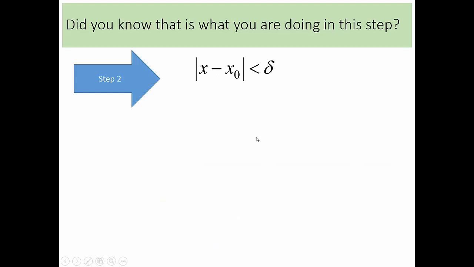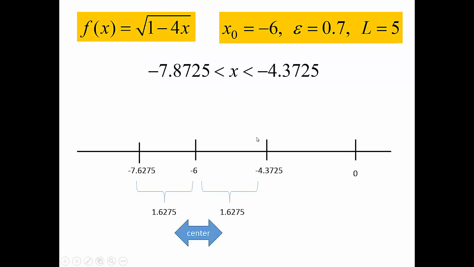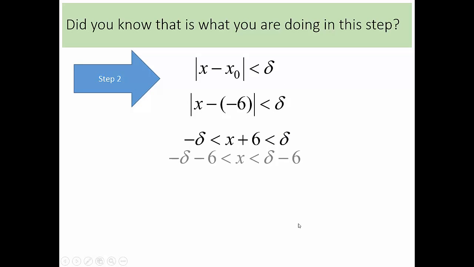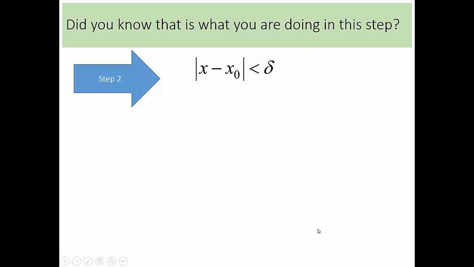So let's, just for sake of, I didn't want to just stare at it here and figure it out on my own. Let's center it with this piece here. So my x naught, negative 6. I do my plus and minus delta. My animations are getting crazy. So I subtracted 6 from all 3 pieces, so it got rid of it there.